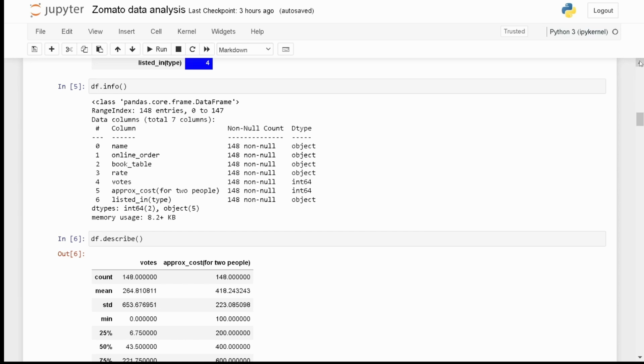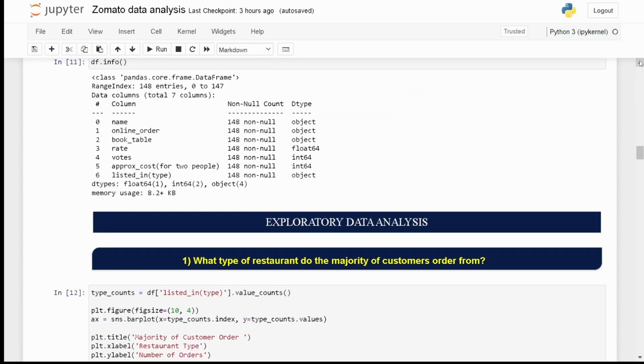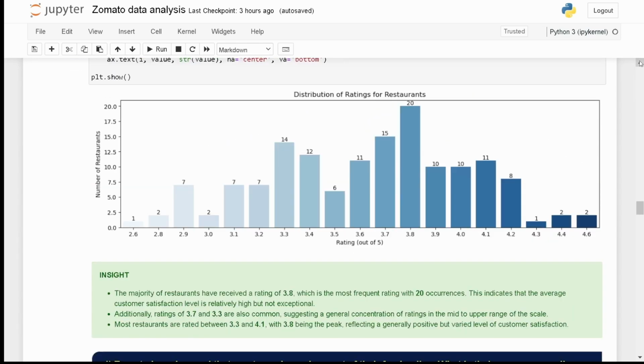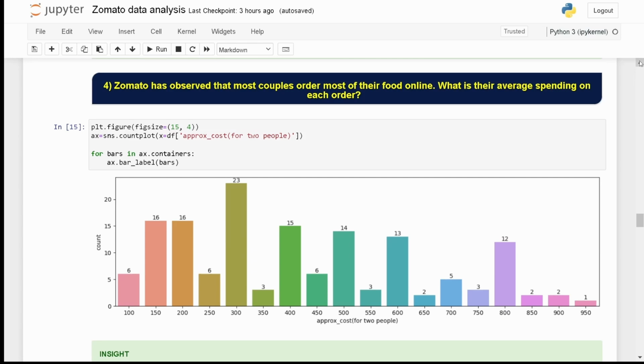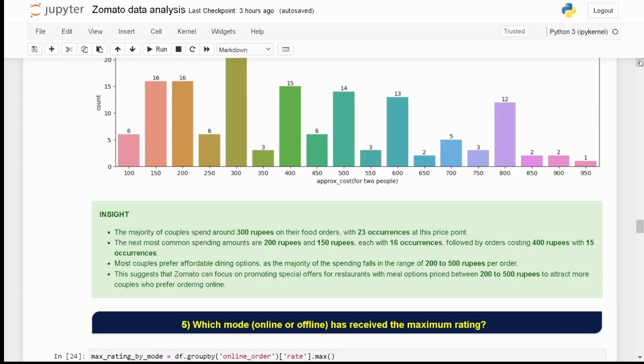Offline order analysis: we identified which types of restaurants receive more offline orders. This analysis helps in targeting promotional offers and improving marketing strategies for restaurant types that are more popular for in-person dining. By leveraging this dataset, Zomato can tailor its marketing strategies, enhance customer experience, and optimize its partnerships with restaurants by understanding customer preferences, spending habits, and satisfaction levels. Zomato can enhance its service offering and drive growth on its platform.